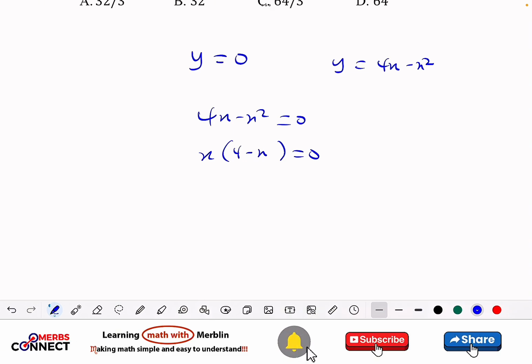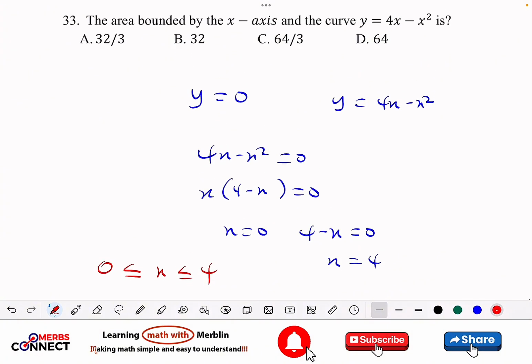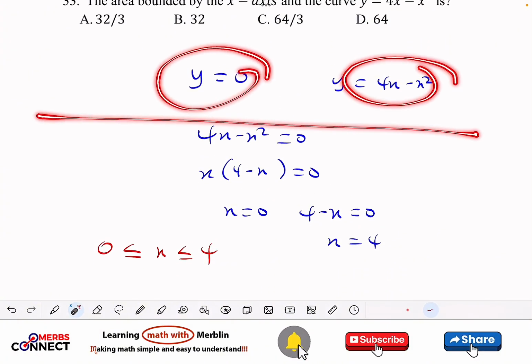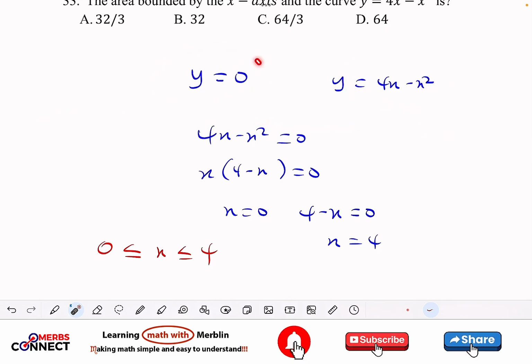So x will be equal to 0, and 4 minus x is equal to 0, so x will be equal to 4. So the interval for integration is going to be 0 to 4. Remember, this is y flat like this. So this one is going to stay above and this one is going to stay below.